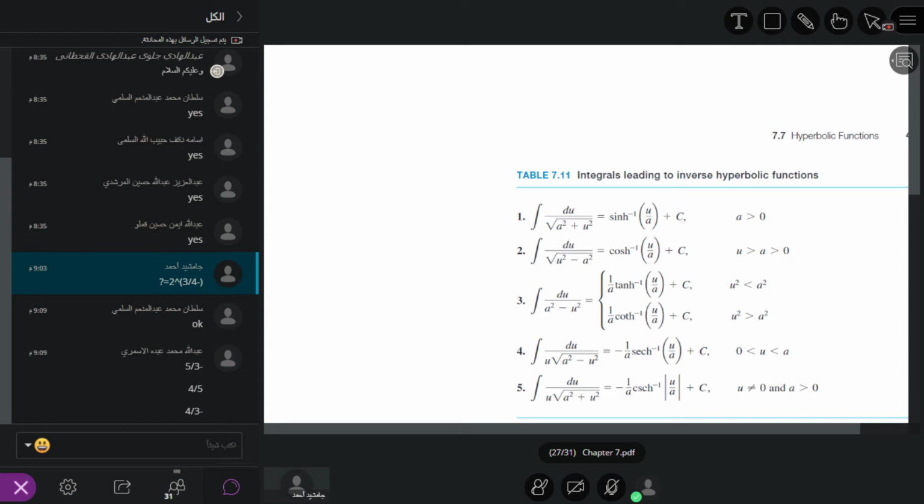So 4 cancels with 4. What's remaining? Minus 3 by 4. So tan hyperbolic is minus 3 by 4. Cotan is the reciprocal of tan hyperbolic x, so minus 5 by 3. Now the reciprocal of cos is sec, so we have 4 by 5. The reciprocal of sine is cosec, so minus 4 by 3. This is for the positive value.